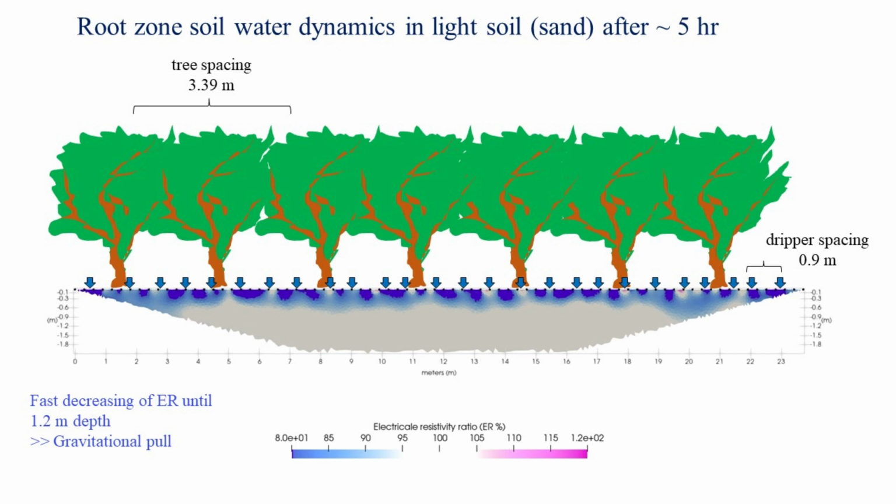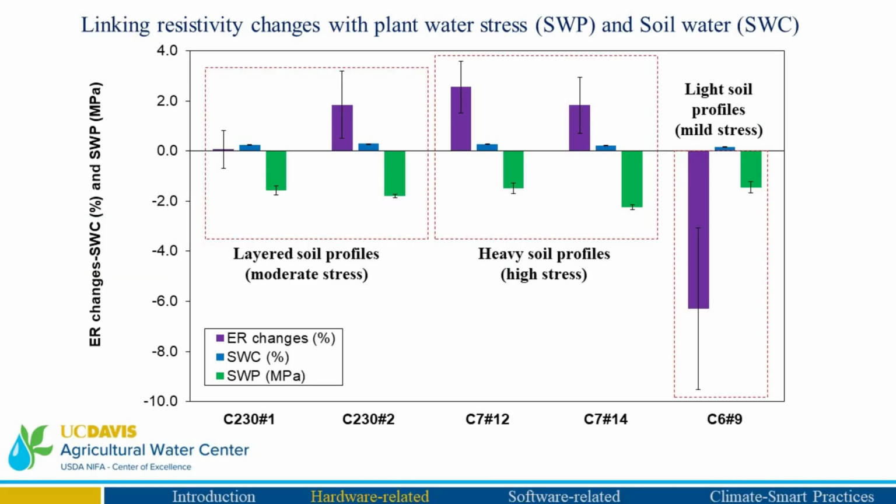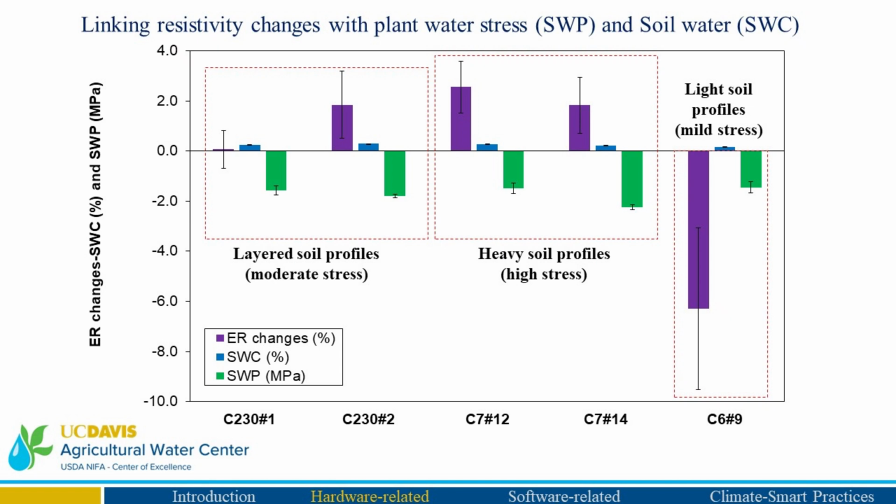What does this all mean? This means that these trees are going to produce more, they're going to be less stressed with limited amount of water. Okay? And you can see that expressed here. We compared how the trees were responding in terms of tree stress as well as soil water. You can see in the heavy soils, the green bar, which shows stem water potential, a measure of stress, is higher than the other soil types.